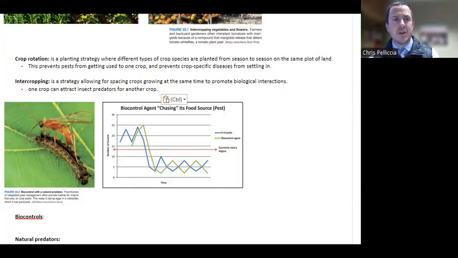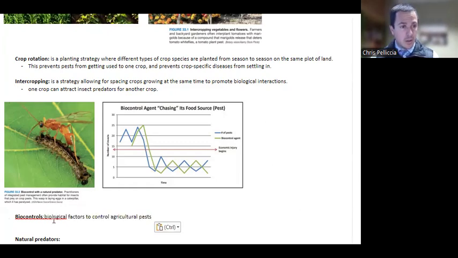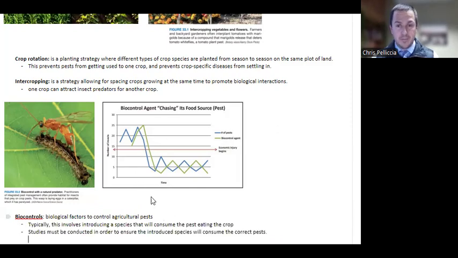The third strategy I mentioned for integrated pest management is the idea of biocontrols. And biocontrols allow biological factors to control agricultural pests. Let me put that up as a definition. Biological factors to control agricultural pests. Typically, this involves introducing a species that will consume the pest eating the crop. And before you do this, though, studies have to be conducted in order to ensure the introduced species will consume the correct pests and won't consume other species living in the area.